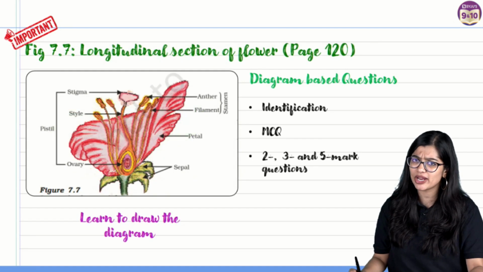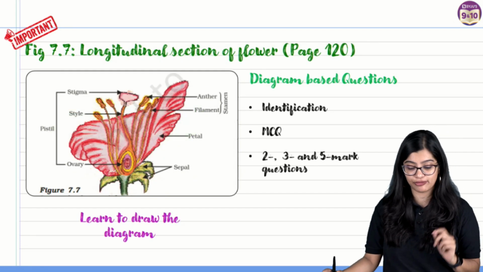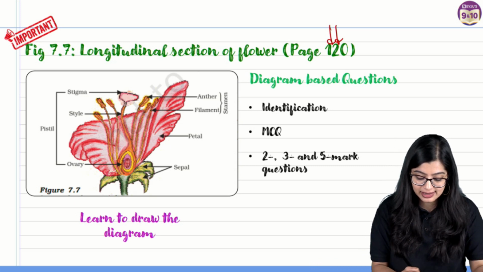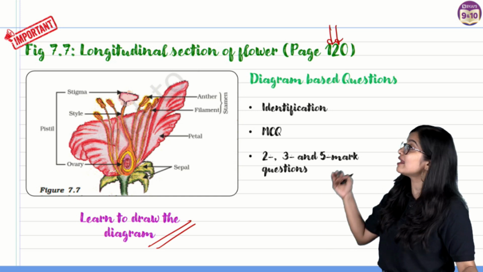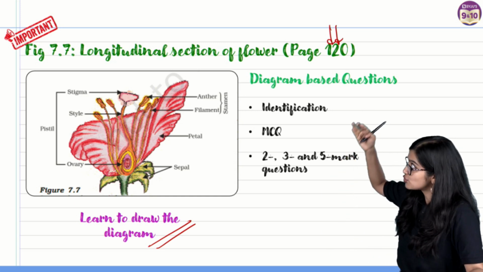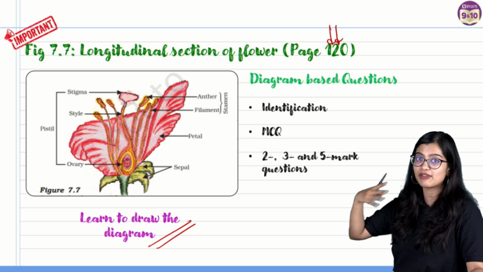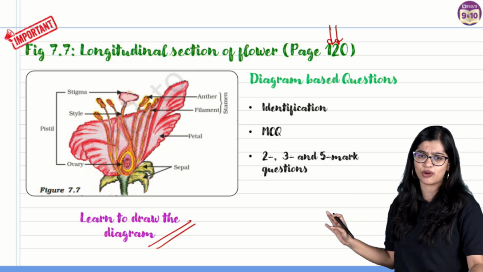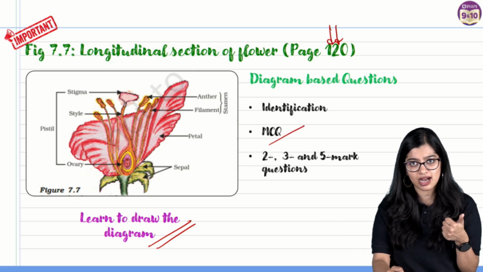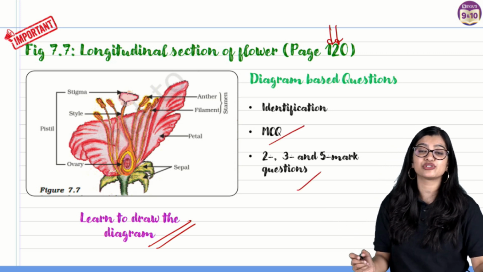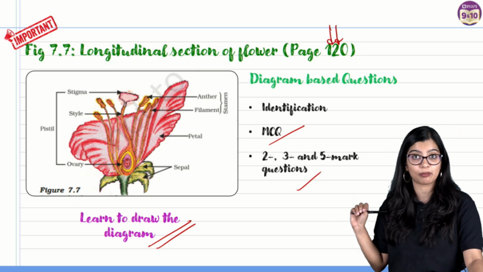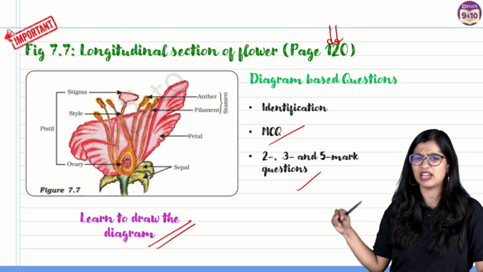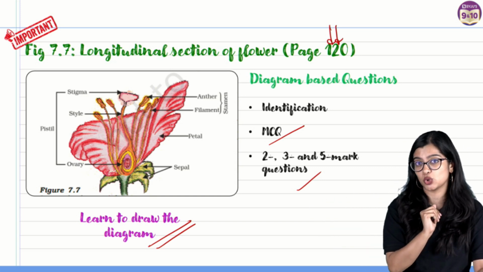Next up we have figure 7.7, which is the longitudinal section of flower. Now this is there in page 120. Now here, in some rare cases we have seen where they have asked to draw either the structure of stamen, right? They've asked to draw stamen or pistil, or in some cases they've asked to draw the longitudinal structure of flower. So again, MCQ based questions can come, long format questions or subjective questions can come as well for this particular topic. So learn to draw the diagram. It's a very easy diagram to draw. It's not too complicated. If at all it comes, it is simple and it will be scoring.